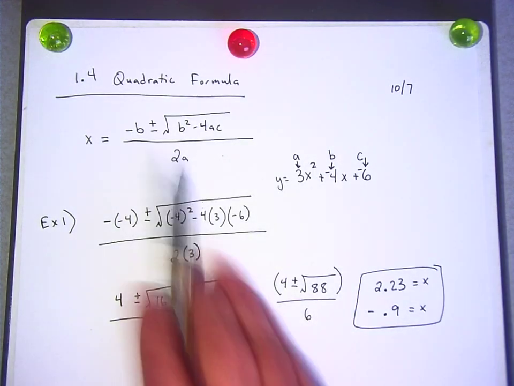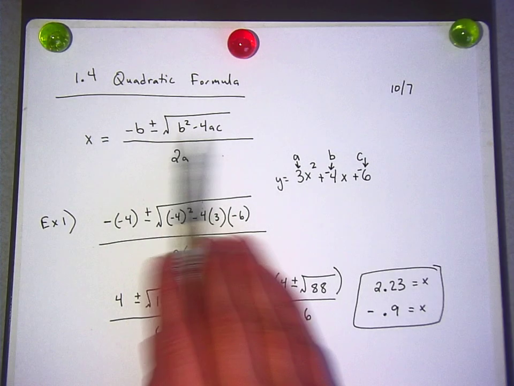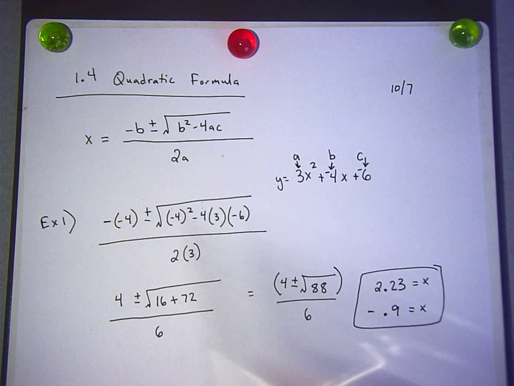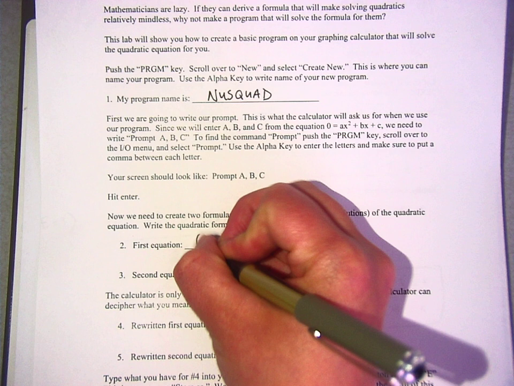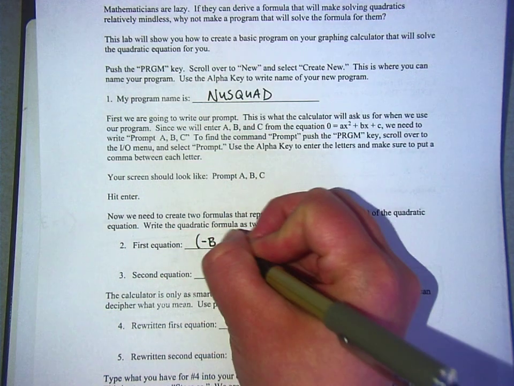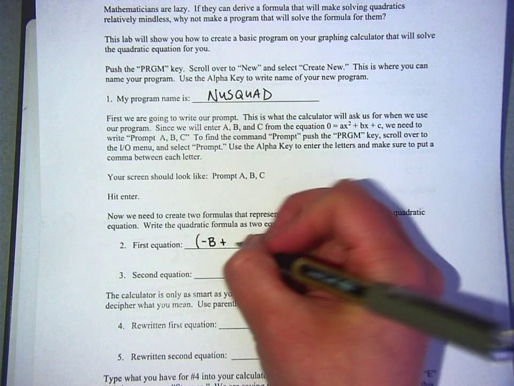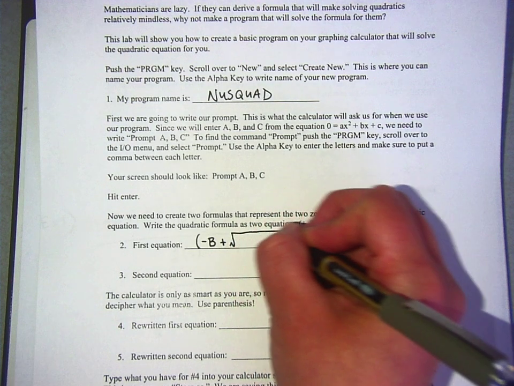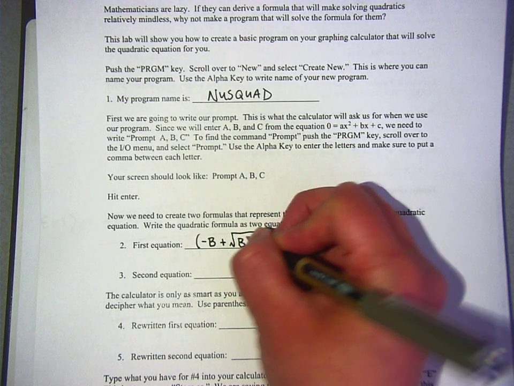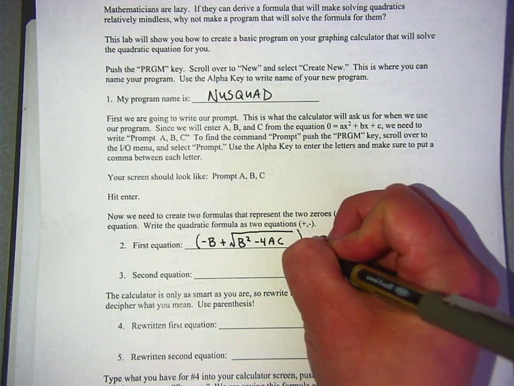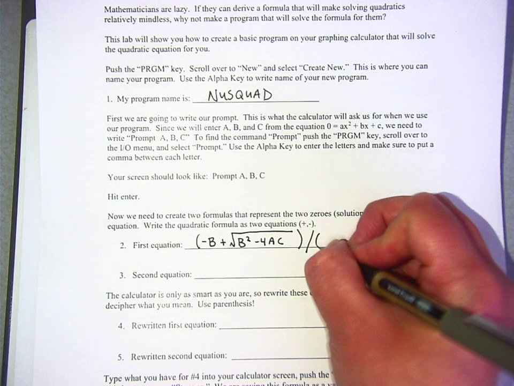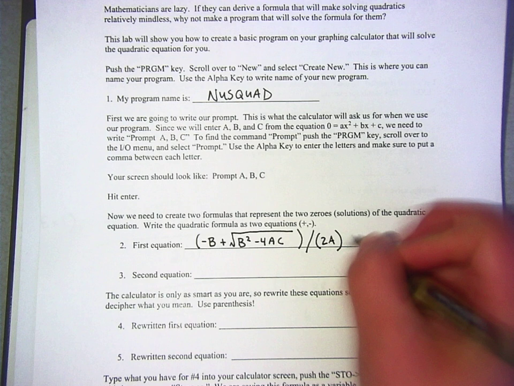So normally, the quadratic formula looks like this. Negative b plus or minus all this stuff divided by that. So here we go. It's going to be parentheses negative b plus the square root of b squared minus 4ac parentheses divided by parentheses 2a parentheses.